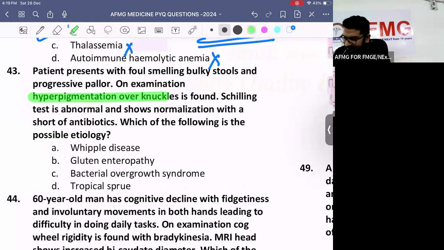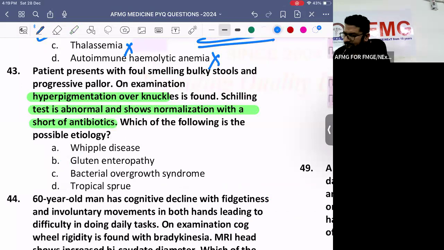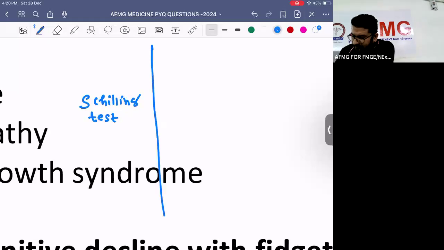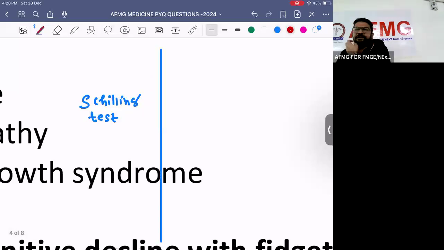Hyperpigmentation over knuckles. Schilling test is abnormal and shows normalization with a short course of antibiotic. Do you remember something? Okay, let's understand this Schilling test. Even nowadays we don't use this test, but questions come repeatedly from it. Understand it. You do the Schilling test, and later on you see the excretion of B12 in urine.